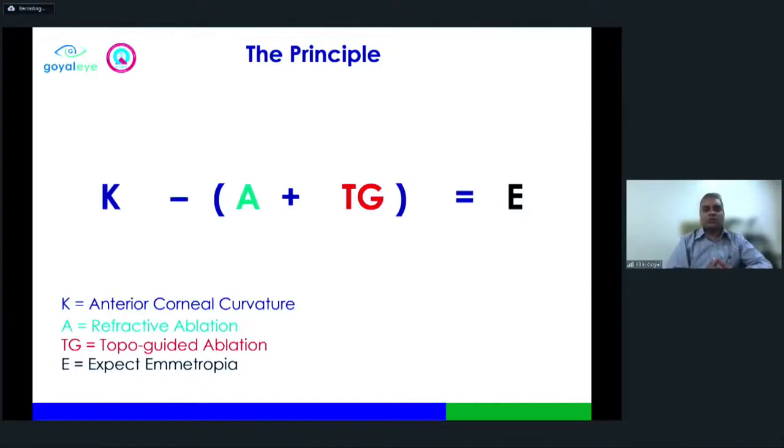If we go on to the principle of the procedure, it's very simple, just like any refractive surgery. We have a patient with existing anterior corneal curvature. We're going to do an ablation in their eye, and we are targeting E, which is emmetropia. So in this equation, rather than doing just a refractive correction, we are also adding topography guided ablation with it. So A is refractive ablation and TG is the topo-guided ablation, and we're going to do it together.